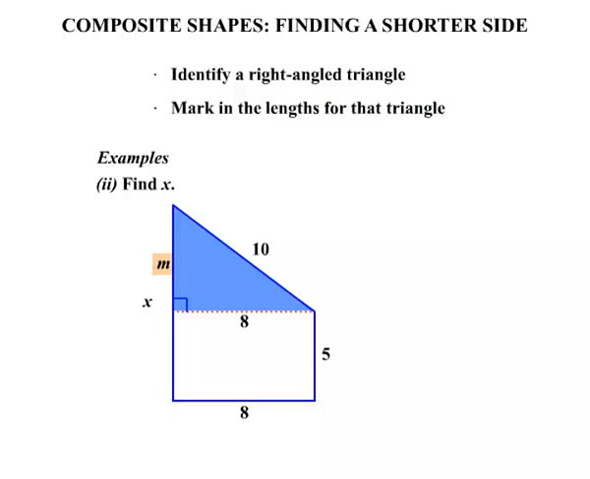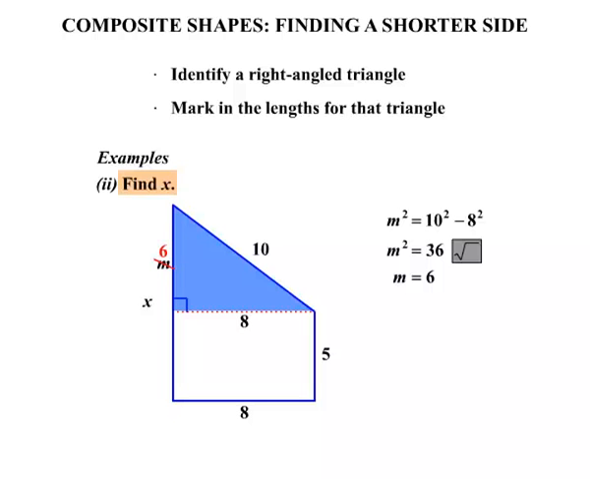So m is a shorter side in this triangle, so we're going to write m squared equals. The hypotenuse is 10, so we write 10 squared, and because we are finding one of the shorter sides, we're going to subtract the 8 squared. So m squared equals 10 squared minus 8 squared, which is 36. We have m squared equals 36. We take the square root and find that m equals 6. So where we have m there, we're just going to cross that out now and replace it with 6.